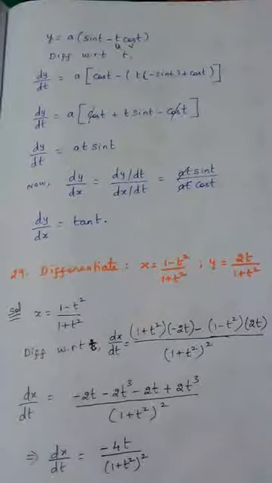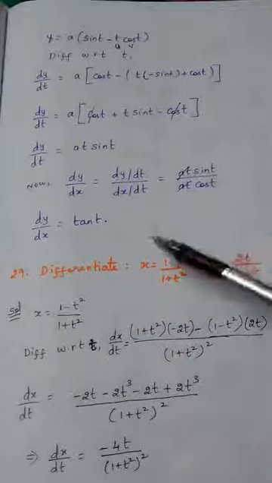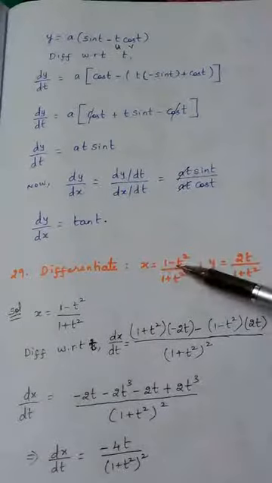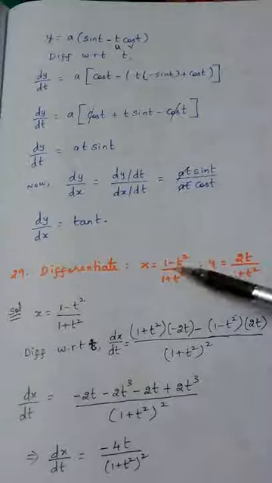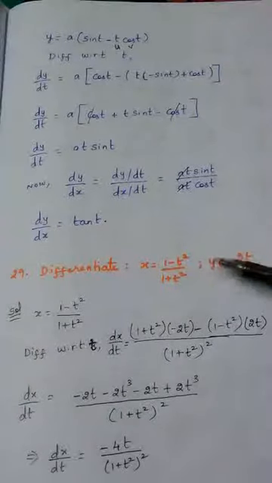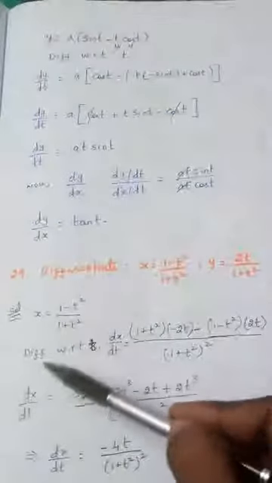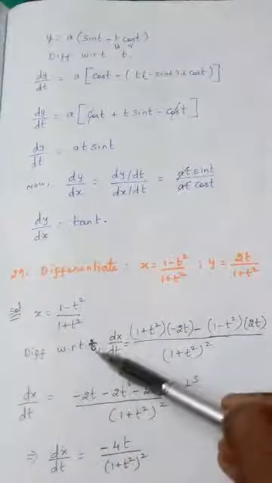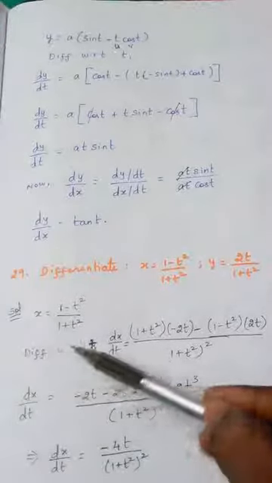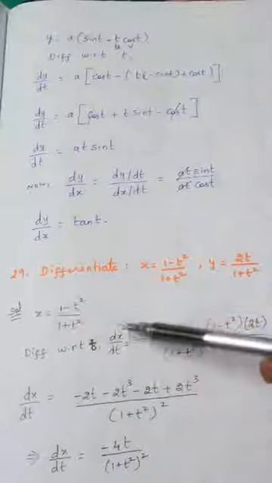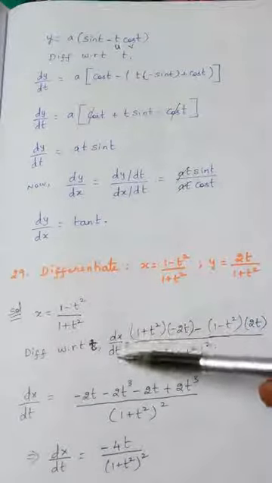Problem number 29. Differentiate. Again x and y are two functions in the variable t. X and y are functions of t. So first, as usual, take x and differentiate that with respect to t. This is t. Differentiating with respect to t. So what happens for x? It will become dx by dt.